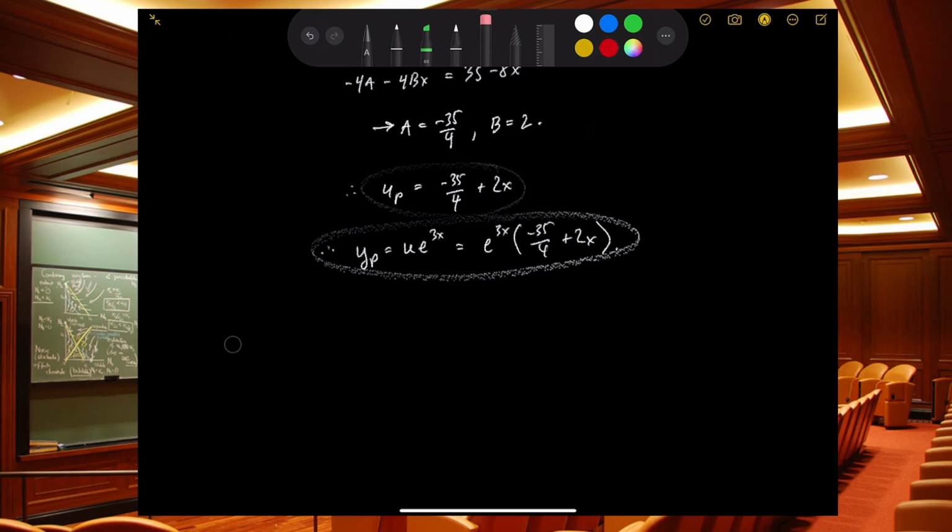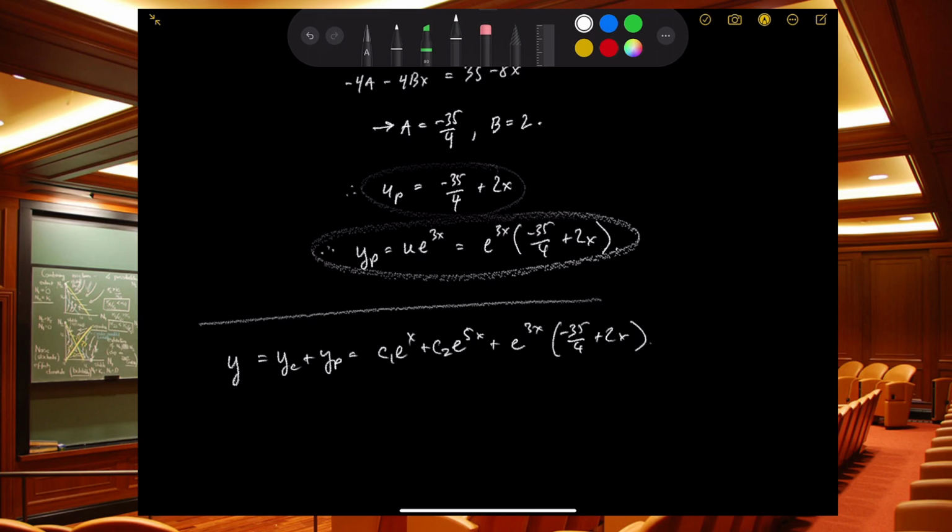And we know that the general solution is yc plus yp. So that's c1 e to the x plus c2 e to the 5x plus e to the 3x times negative 35 over 4 plus 2x. Okay, so that's everything going super smoothly, and how we would tackle this in general.